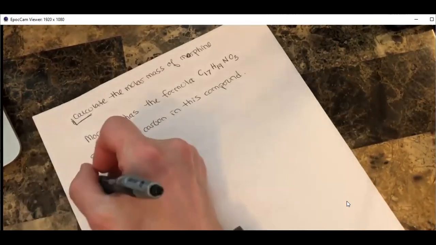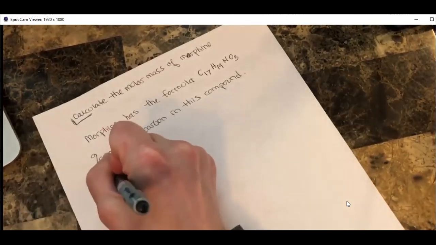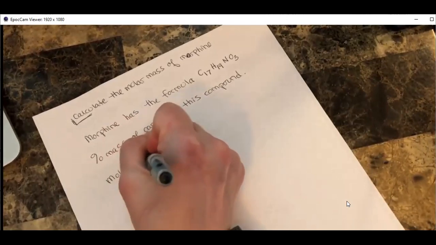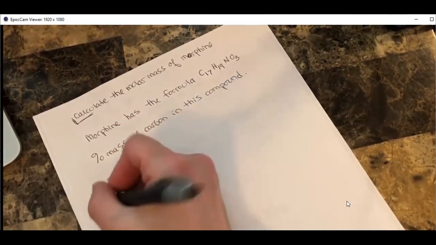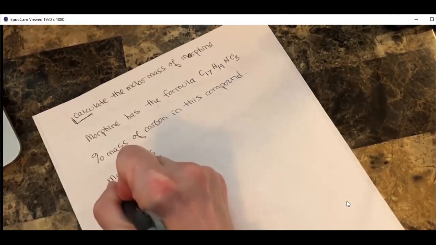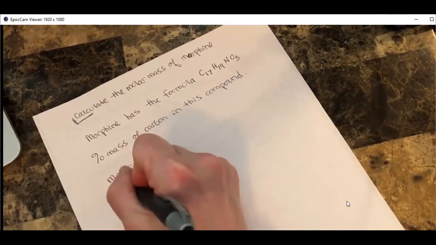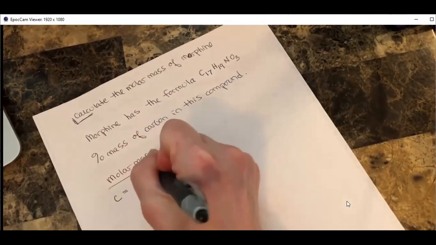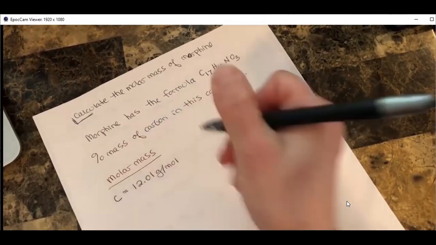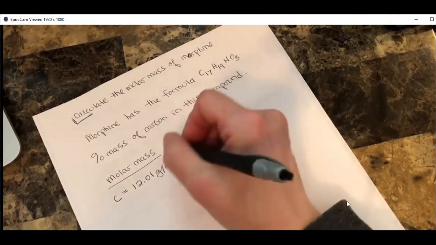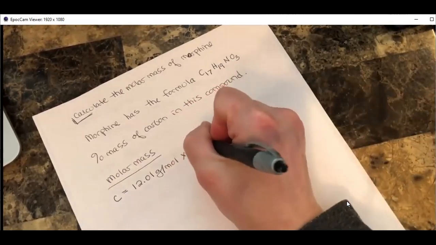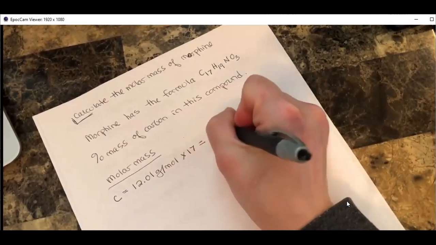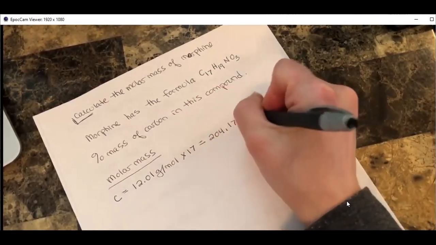So we're going to put this down here. Let's find the molar mass. Break down what you have here. Let's write them in a column. So we have carbon, and carbon is 12.01 grams per mole. How many do we have? We have 17. Times 17 is going to equal 204.17 grams per mole.